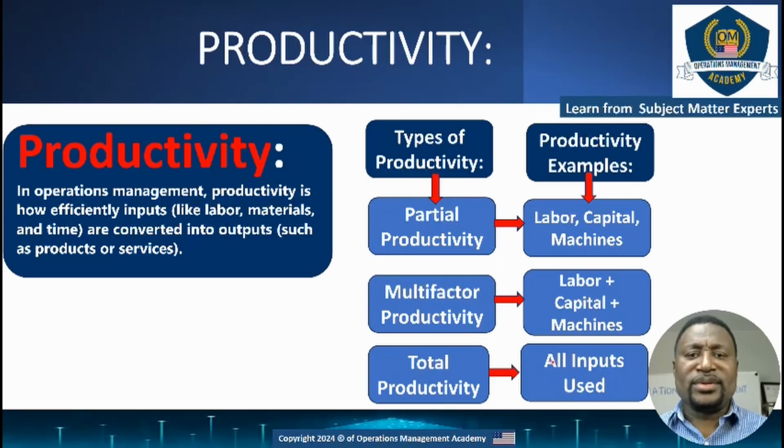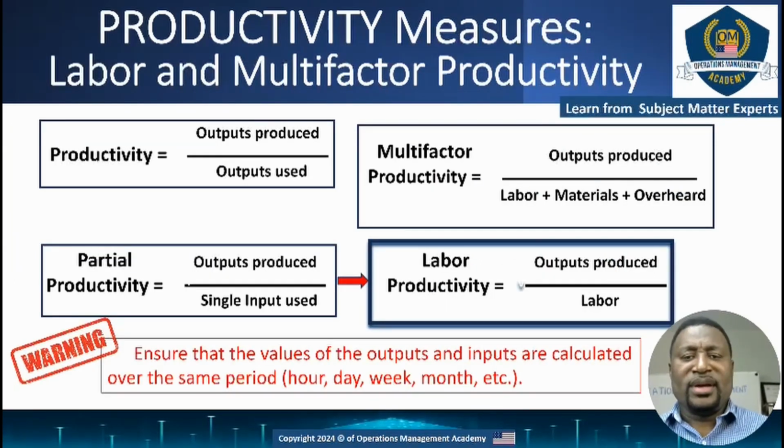Okay, so next here, we're going to talk about productivity measures. How do you measure productivity? So overall, productivity is the output that was produced divided by the input. So if we were to calculate partial productivity, it is going to be the output produced with just a single input. The example here is labor productivity, which is going to be the outputs produced divided only by labor. Only labor is taken into account here.